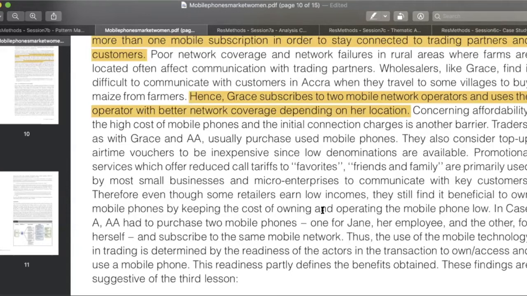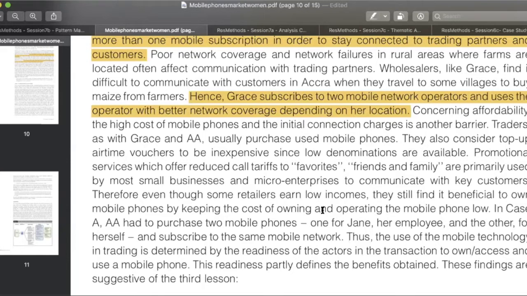In case A, now we have shown Grace's strategies of managing the affordability and the network availability issues. Now look at our accessibility issues. Now look at what it's going to say here. In case A, we're looking at AA's own. AA had to purchase 2 mobile phones, one for Jane, her employee, and another for herself, and subscribe to the same mobile network.